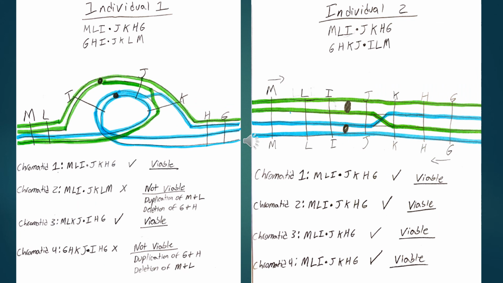With all this information, we can conclude that the fitness for individual 1 will be less than that for individual 2 because half of individual 1's chromatids are not viable and all of individual 2's chromatids are viable.